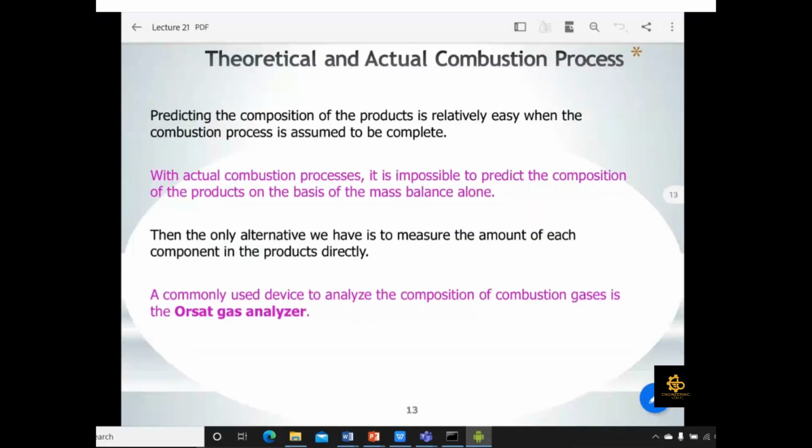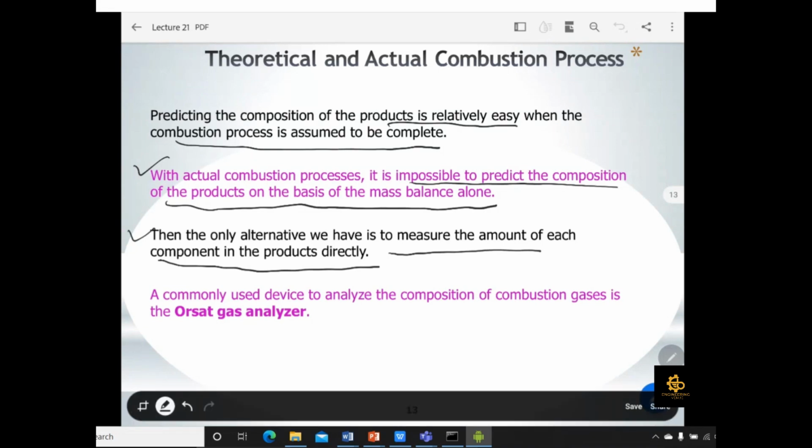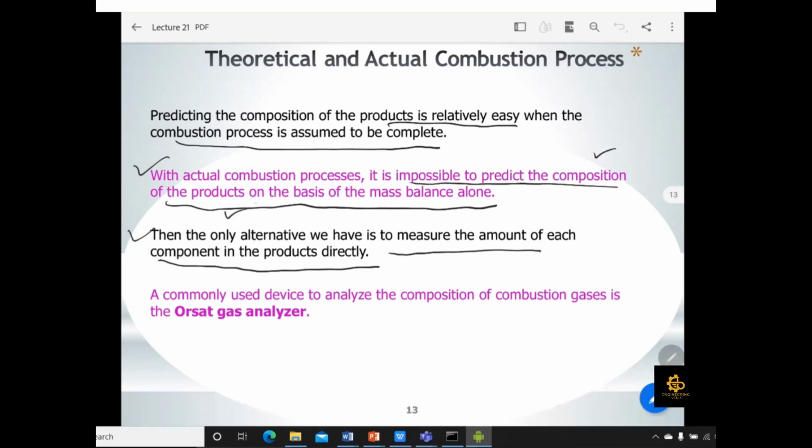Okay, so now here are some important points. Predicting the composition of the product is relatively easy when the combustion process is assumed to be complete. With the actual combustion process, it is impossible to predict the composition of the product on the basis of mass balance alone. So the only alternative we have is to measure the amount of each component in the product directly.